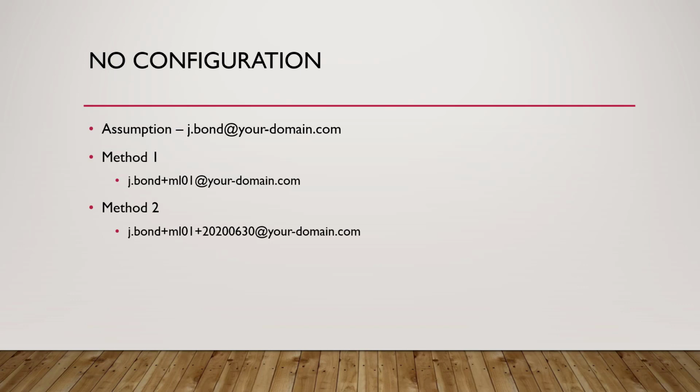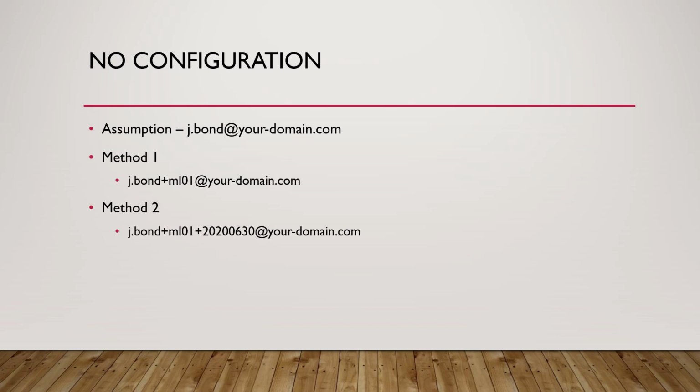In this example, we have a user with the real email address jbond@yourdomain.com. Method 1 simply requires you to put a plus sign followed by any word, and that becomes your temporary email. For example, Mr. Bond is going to be signing up for a mailing list, so we put ML01 so we can try and keep track of which service his address is for.